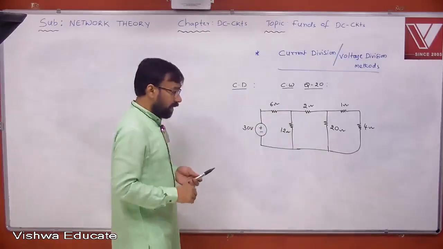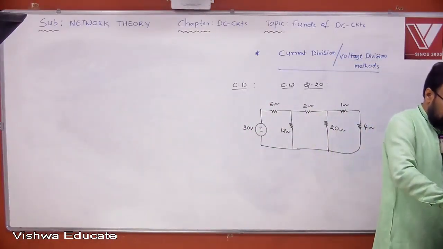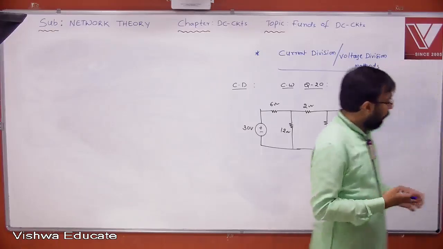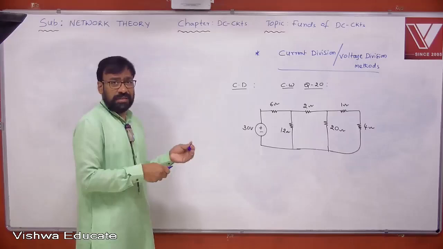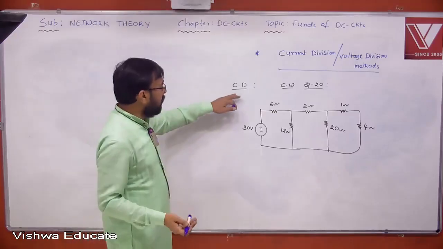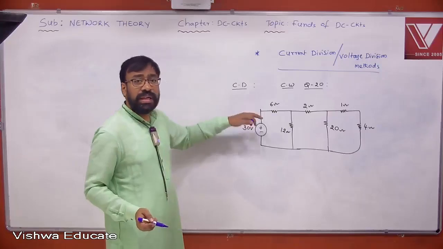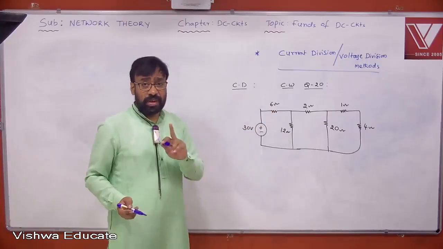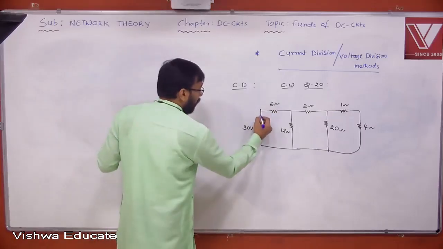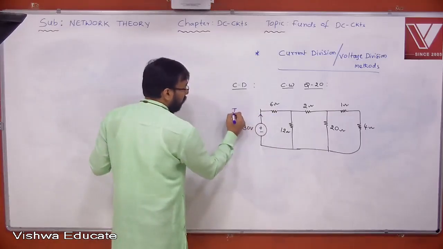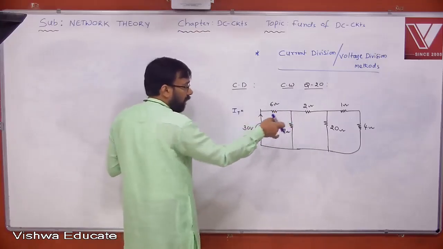And look at this step-by-step approach. What is this method actually? Current division method, right? It says: find the total current, then divide the current. What is the total current actually here? The total current can be calculated here easily. Total voltage by total resistance.